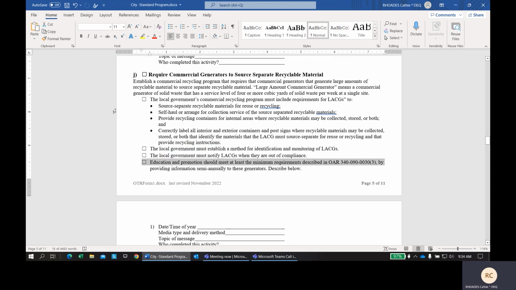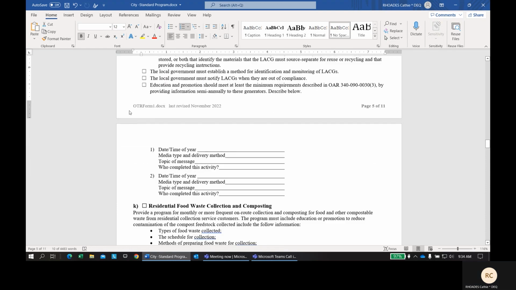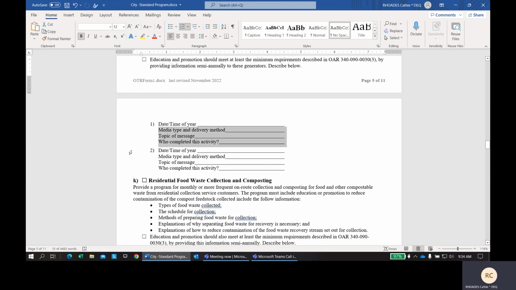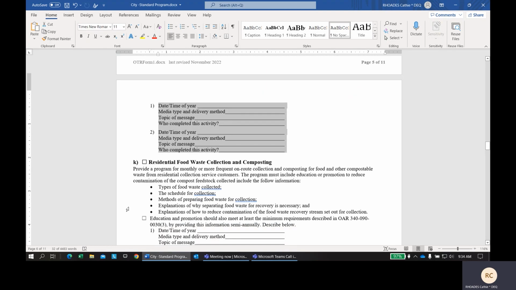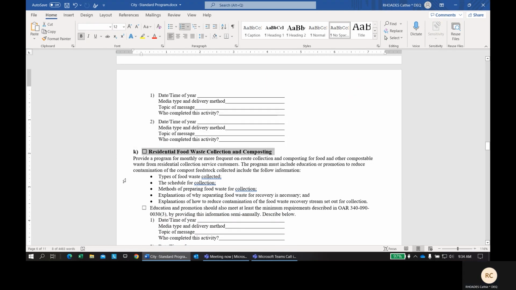to these large generators. Now, J is different from F. F is providing commercial recycling. J is requiring commercial generators that generate large quantities. They are required to recycle. So this is quite a bit different than F. Once again, we've provided 2 spaces here, so you can tell us how you are promoting that program.